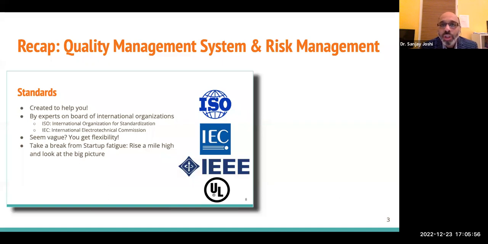There are other bodies too, like IEEE and UL, that publish other kinds of standards. And one thing you might think is that these standards seem a little vague. They won't exactly tell you what to do. And that is actually on purpose. That purpose is to give you, as the medical device manufacturer, the flexibility to do what makes sense for your product. And I always use them as an opportunity to take a breather, rise a mile high, and then say, what is the big picture? Why are we doing all this?